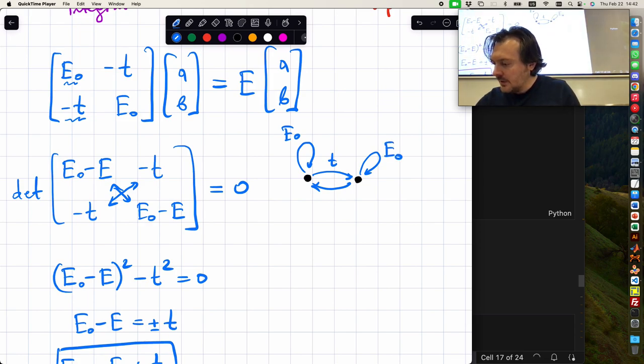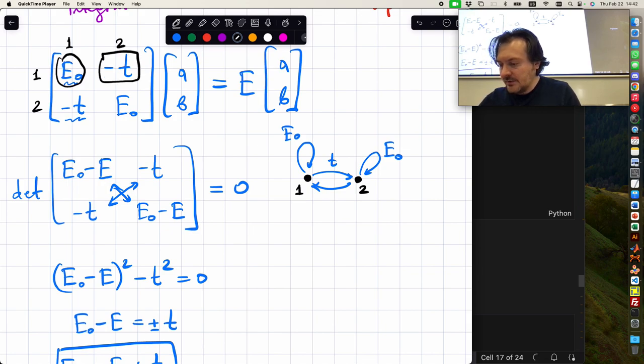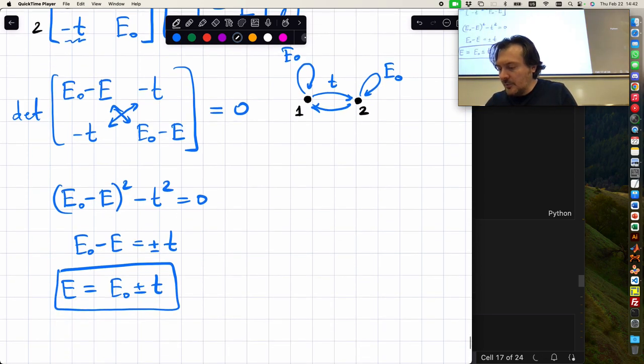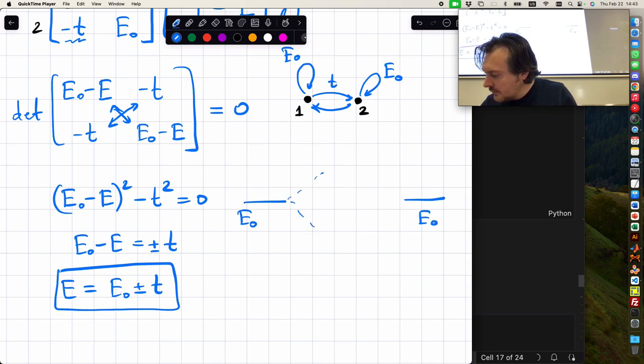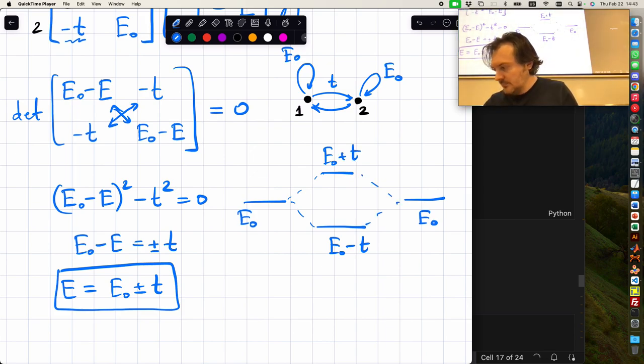And I give these atoms some numbers, 1 and 2. Then I just build this matrix accordingly, 1, 2, 1, 2. And on-site energy, I write E0 here. The minus T's, I write here, 1 to 2, 2 to 1, etc. And then I solve this matrix, and what I get is eigenvalues. So I start with E0 here, E0 here. When I bring them together, just like in the molecular orbital theory, I go to E0 minus T, E0 plus T. So far, so good?